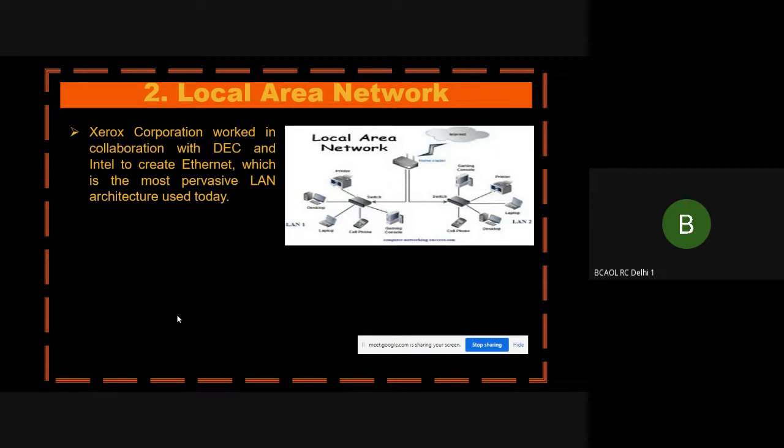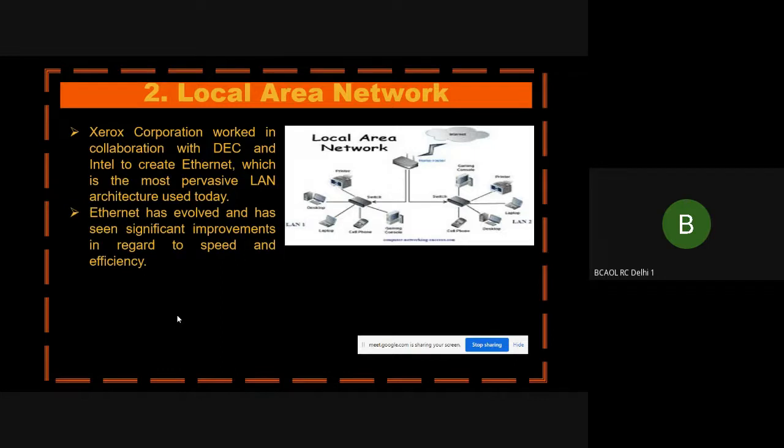So that is a PAN. When we talked about local area network, a local area network is within a building or a 1 kilometer area. Xerox Corporation worked in collaboration with DEC and Intel to create Ethernet, which is the most pervasive LAN architecture used today. Ethernet has evolved and has seen significant improvements in regard to speed and efficiency.